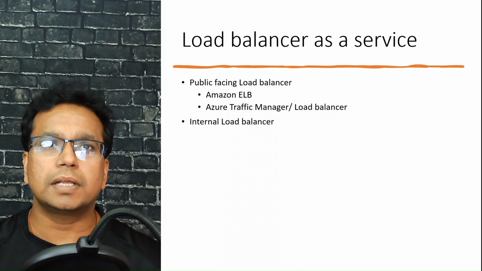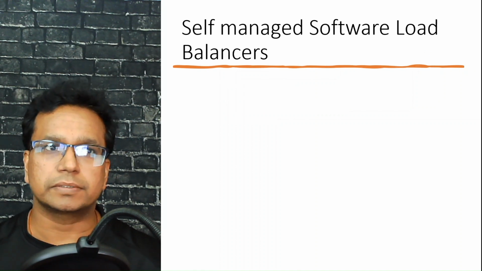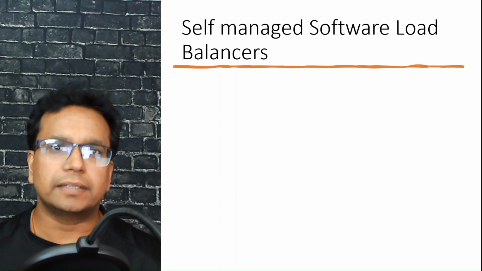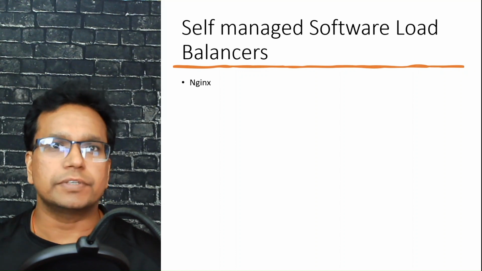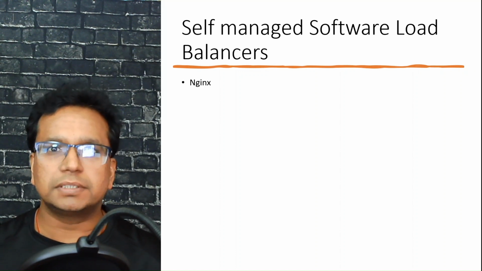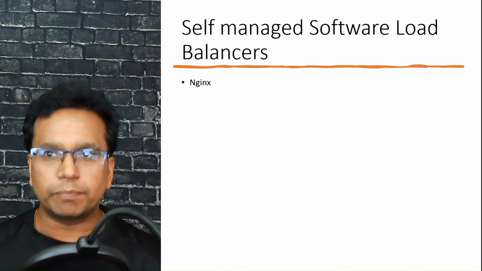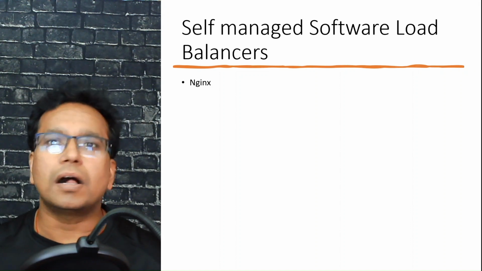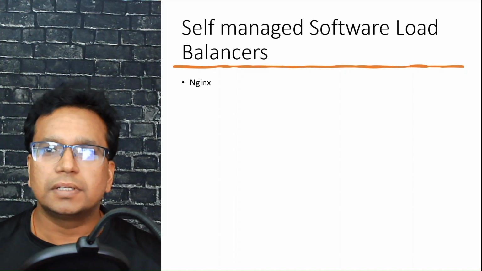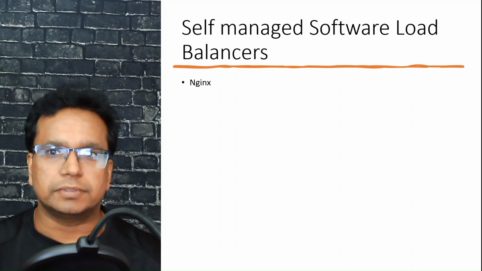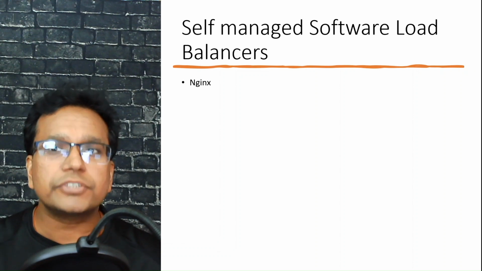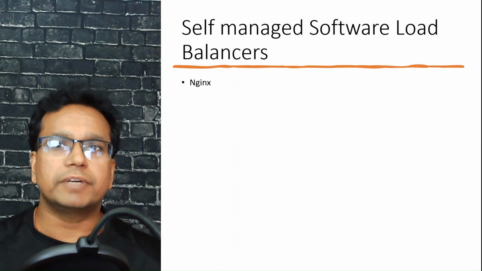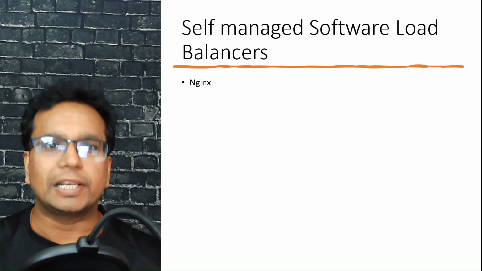Now let's talk about the self-managed software load balancers. There are two examples: one is Nginx and the second is HAProxy. Take a look at Nginx first. Nginx is primarily a web server that can function as a reverse proxy and a load balancer, and it is optimized for serving static content and can handle a large number of concurrent connections efficiently. Nginx can also serve as a caching server. Nginx uses an event-driven asynchronous architecture that allows it to handle a large number of connections with relatively low resource utilization.